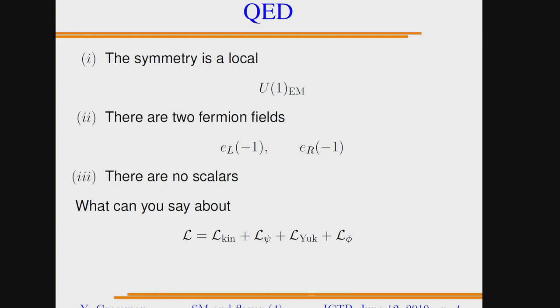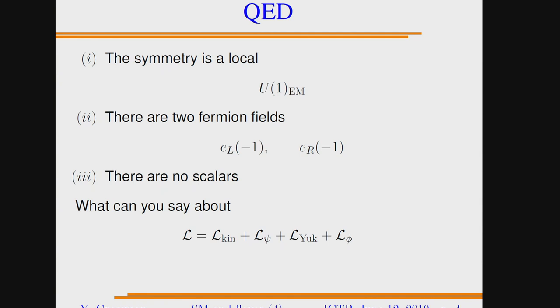To start, I only consider just an electron, so it's just a photon and an electron. The U(1) gives me a photon, and then I give you two electron fields: a left-handed electron and a right-handed electron. And I tell you what their charge is. Their charge is -1. Why do I want the charge to be -1? Just because historically the electron has a charge of -1 rather than +1. But we got so used to it, so that's what we are doing. And there are no scalars.